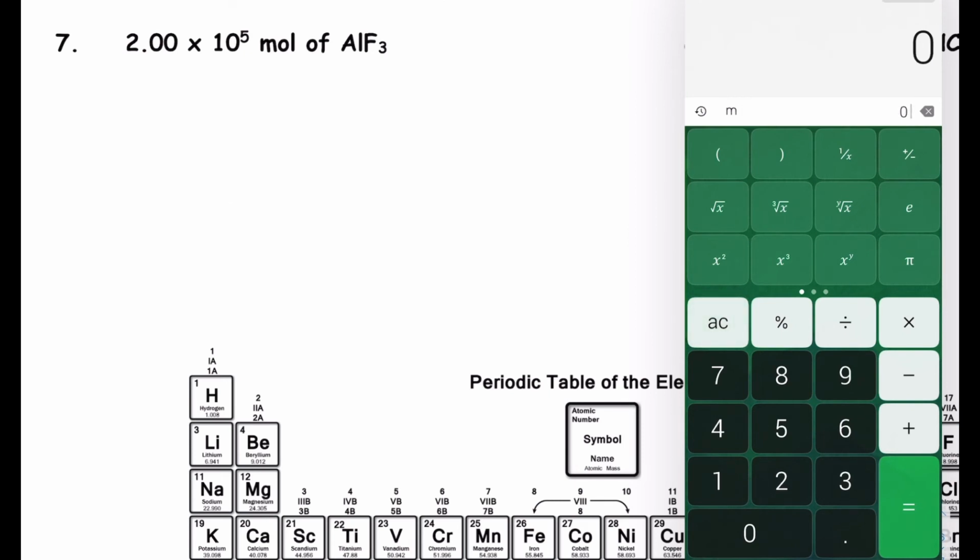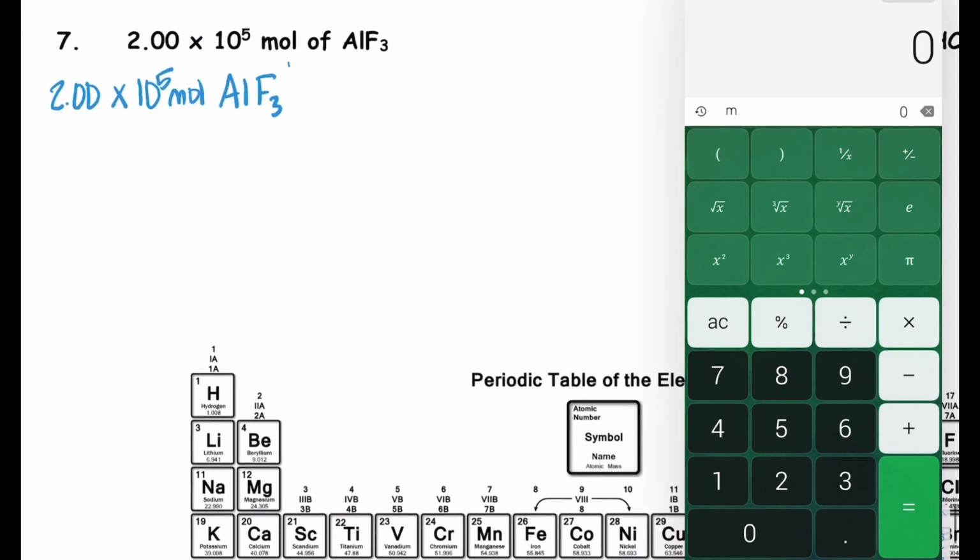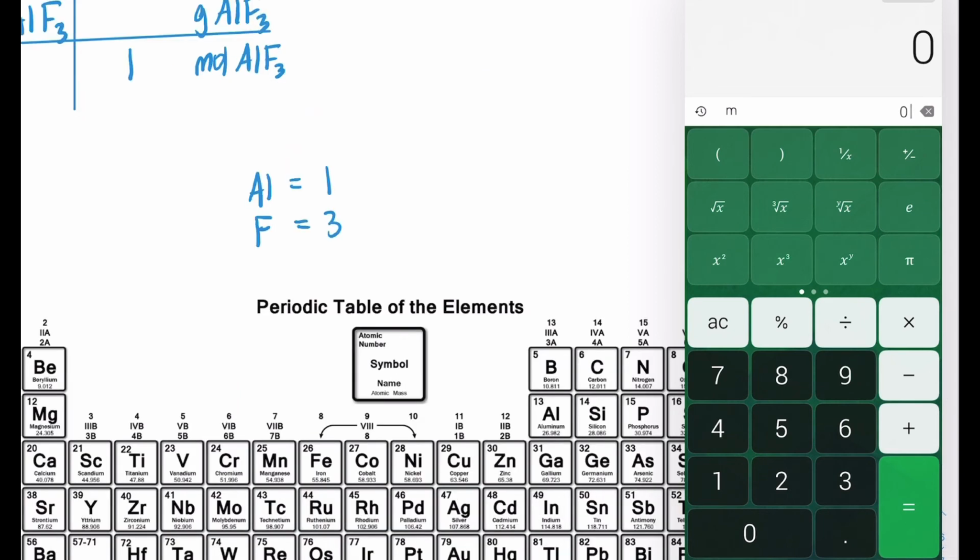We're given 2.00 times 10 to the power of 5 moles of aluminum fluoride. Let's set up our dimensional analysis table. We want to cancel out moles, so moles of aluminum fluoride will be at the bottom. And we're converting this to grams, so grams will be at the top. Let's see how many grams of aluminum fluoride is in 1 mole of aluminum fluoride by looking at the periodic table. In 1 formula unit of aluminum fluoride, we have 1 atom of aluminum and 3 atoms of fluorine.